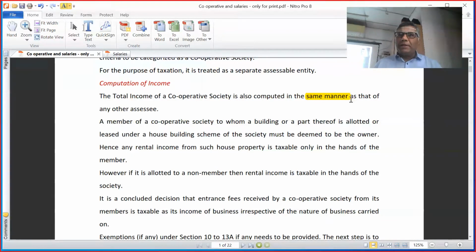With regard to house property, I want to tell you something which is closely related to the deemed ownership concept. If a cooperative society allots a house to a member, the member becomes the deemed owner, though as per title deeds, it is still the cooperative society which is the owner. For all practical purposes, the member becomes the owner. The rent received by the member is taxable only in the hands of the member and not the cooperative society.